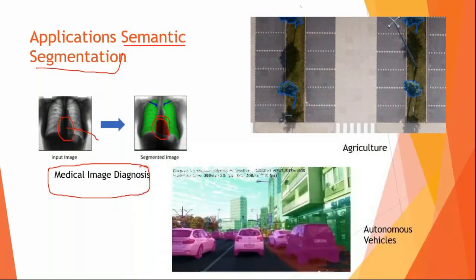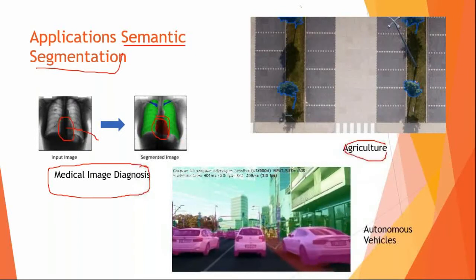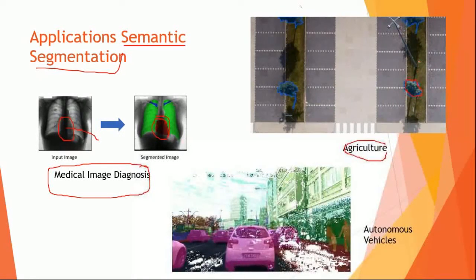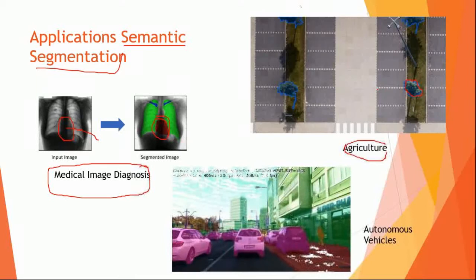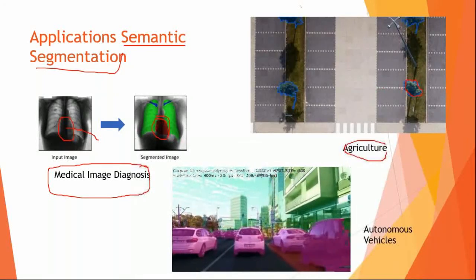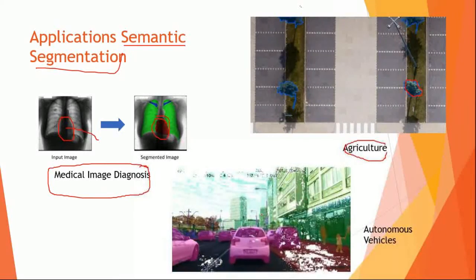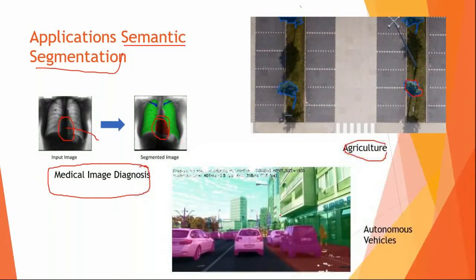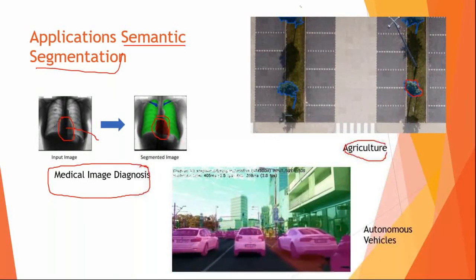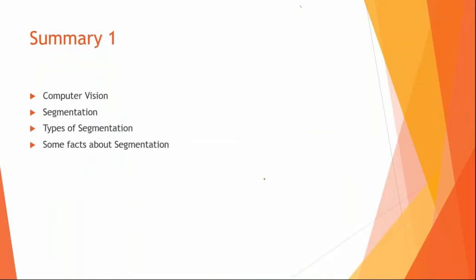So you can use them for agriculture as well. You can try to find out where the trees are, suppose you want to water the trees, or put some kind of disinfectant or something like that, you can do it from the aerial images. And this is also applicable in autonomous vehicles. Okay, fine. Summary number 1.